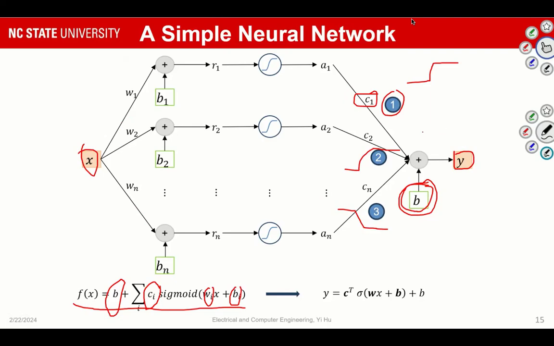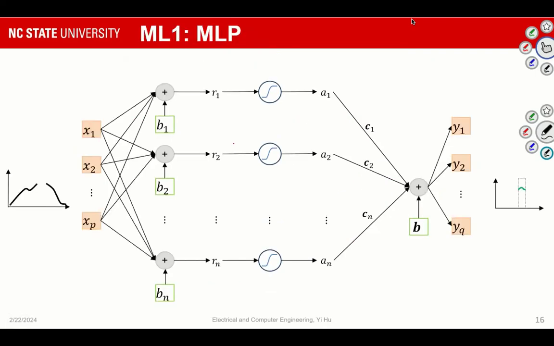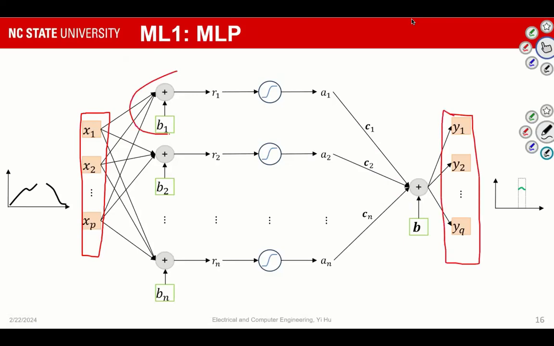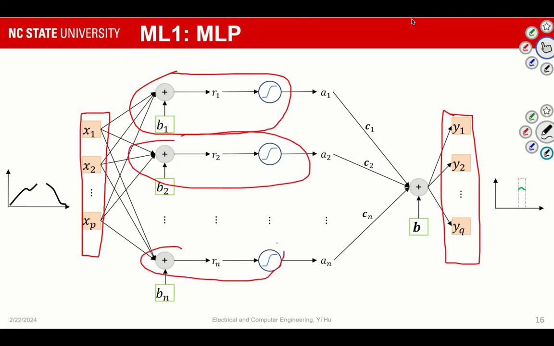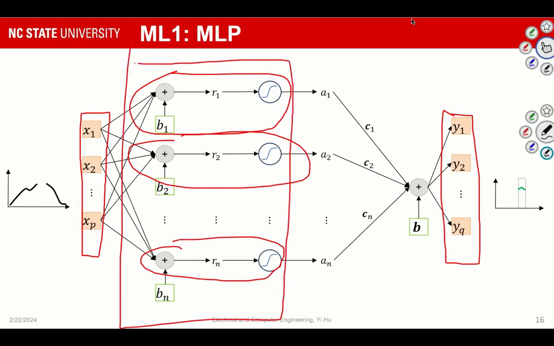So in most cases, we should expand it to a more general case, where the input is a vector. You have several components, and the output is also a vector. And each one of them is called a neuron. This is why we call it a neural network. And there are a group of neurons in each layer, and all of them together is one layer of a neural network. And in most cases, we use a stack of layers to build up a neural network.